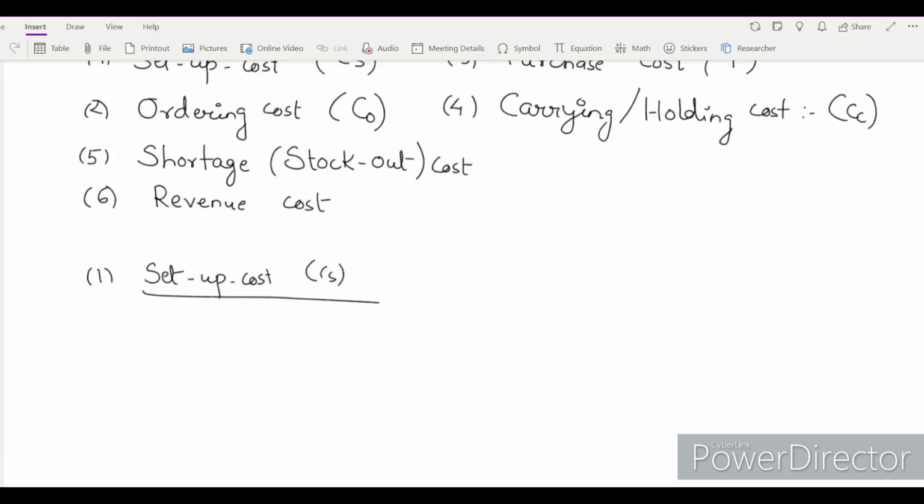So it is usually independent of the quantity ordered for a product, isn't it? We cannot relate that this much for this much quantity, this is the setup cost. It is generalized, whether all machines and setups are working properly or not. This is your setup cost.